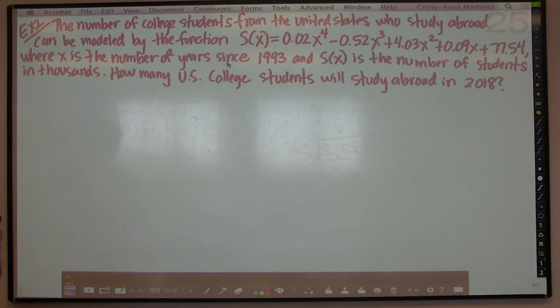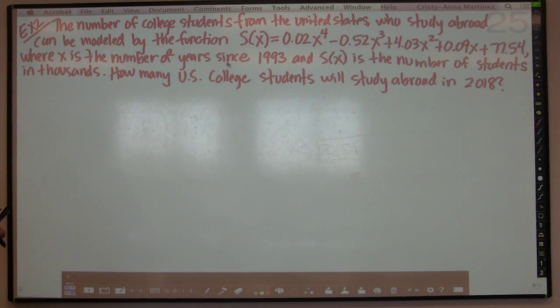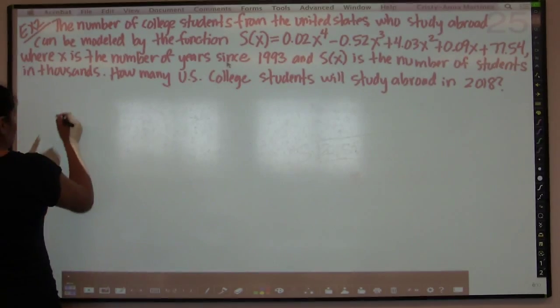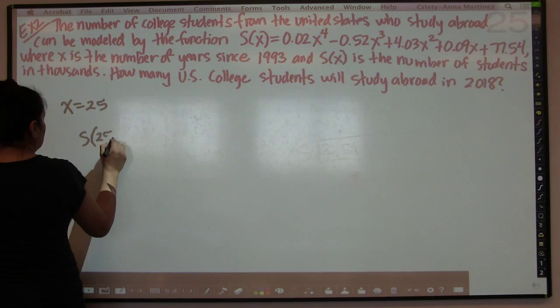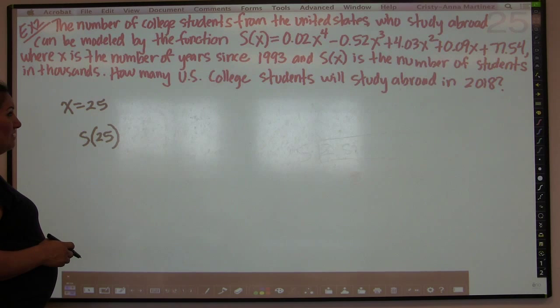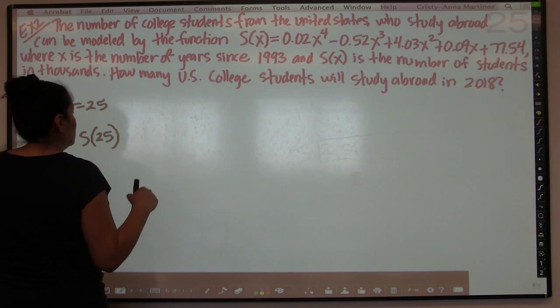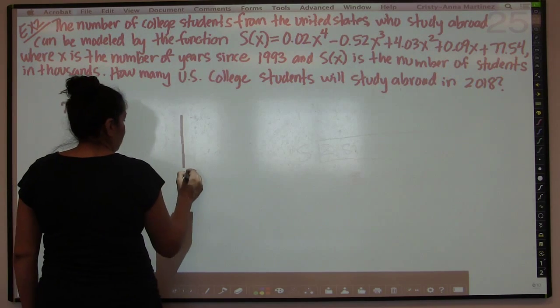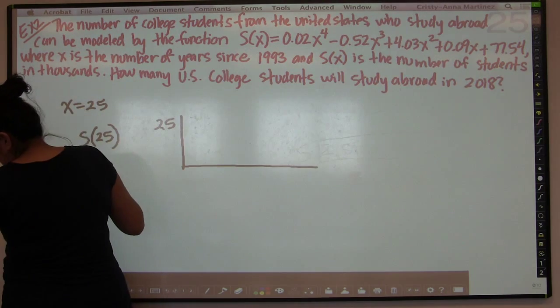So what we need to figure out is how many years since 1993 is 2018. So 2018 minus 1993 gives you 25. So that means that x is going to be 25. So what they want to know is what is s of 25? What is the value of the function when x is 25, which will tell you how many college students will study abroad. So rather than plug 25 into the function, we're going to use synthetic division with a 25 out here, and then we want our coefficients.